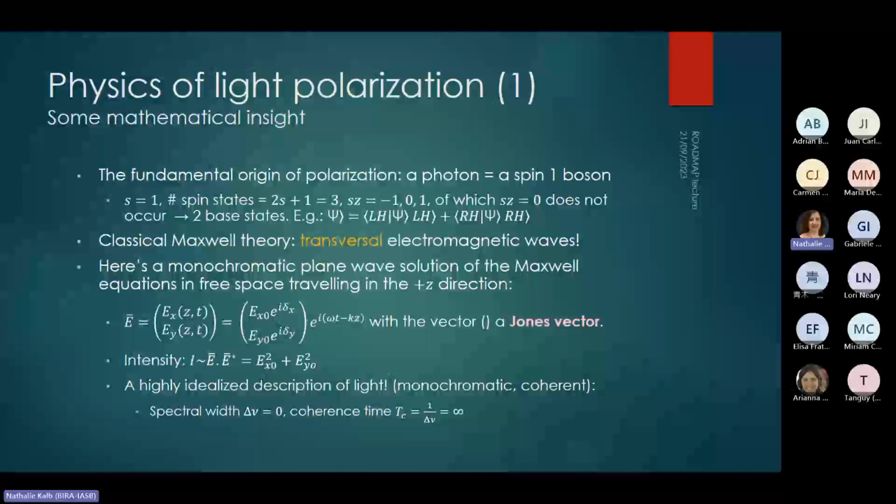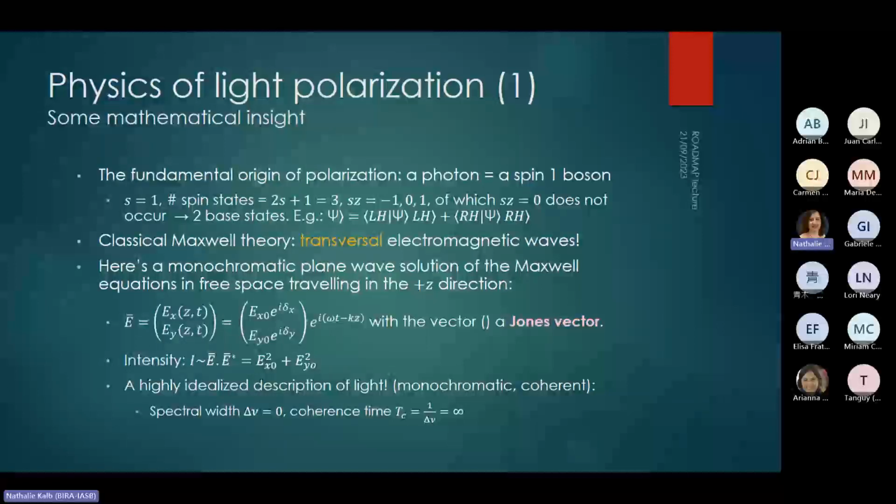The two components can be out of phase when these two phase factors are not equal, and it's responsible for the different kinds of polarization. The intensity is just the electric field squared, actually electric field times complex conjugate electric field, and you get the intensity. This is a highly idealized description of light because it is monochromatic, one omega, it's coherent.